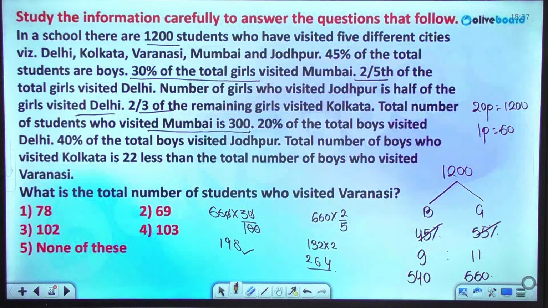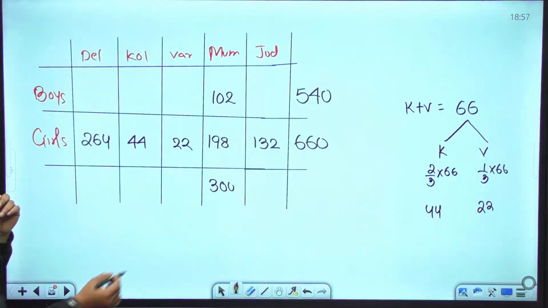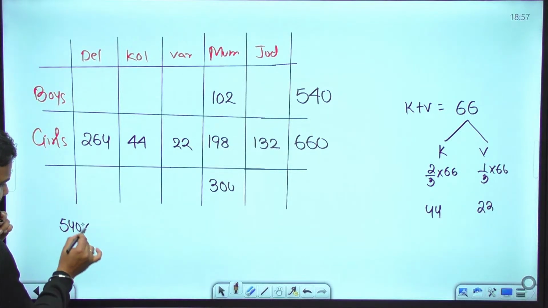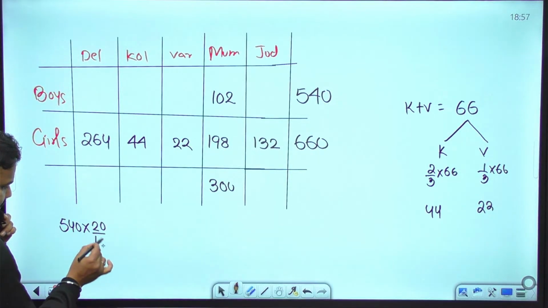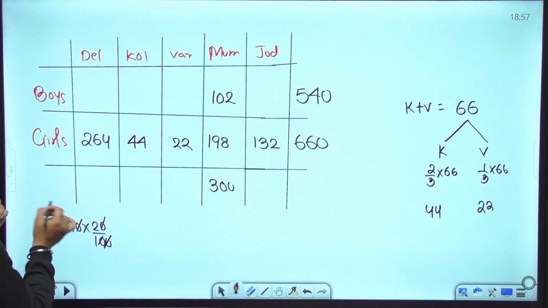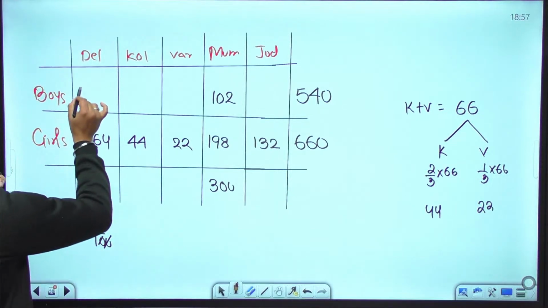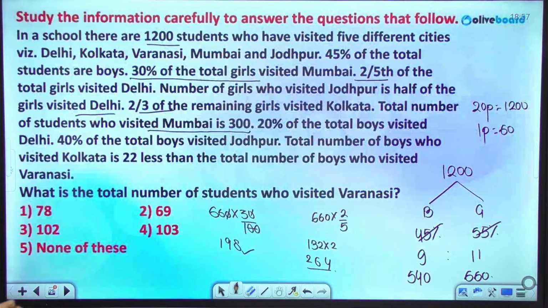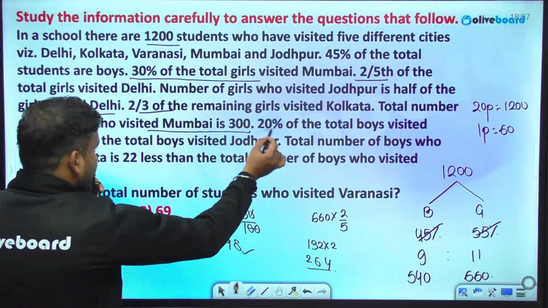What about the next diagram? 20% of total boys visited Delhi. What was the total boys? That is 540. 20% of this will be what? 00 eliminated. So we have 108 boys who have visited Delhi. We are done with this part also.